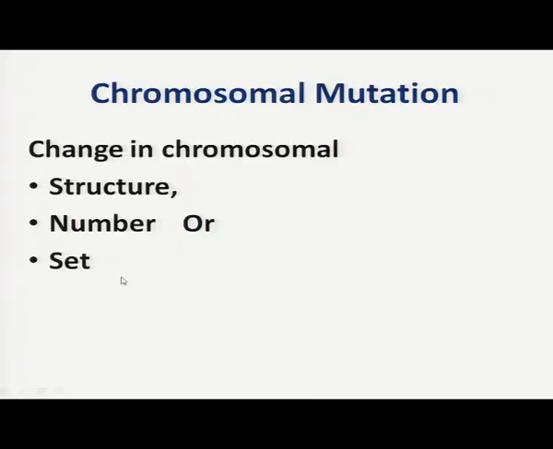Now, chromosomal mutation. Chromosomal mutation may be a change in the chromosome structure, number or set. That means, if there is a change in the number of chromosomes, or a change in the structure of the chromosome, or a change in the set of the chromosomes, all these types of changes in the chromosome will lead to chromosomal mutation.